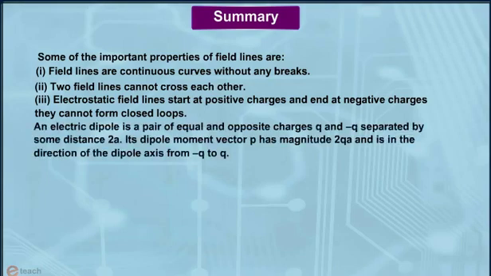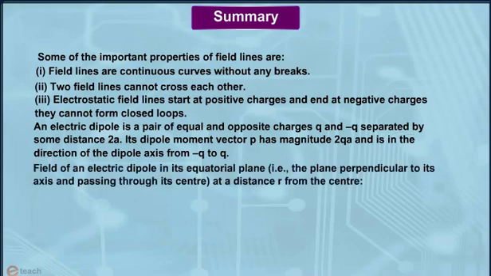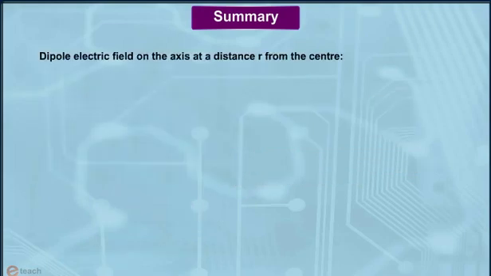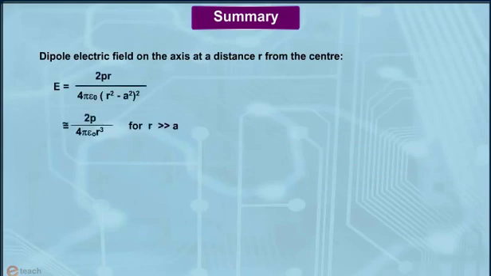An electric dipole is a pair of equal and opposite charges q and -q separated by some distance 2a. Its dipole moment vector p has magnitude 2qa and is in the direction of the dipole axis from -q to q. Field of an electric dipole in its equatorial plane at a distance r from the center is as shown. Dipole electric field on the axis at a distance r from the center is as shown.